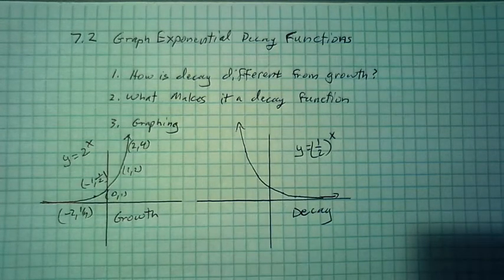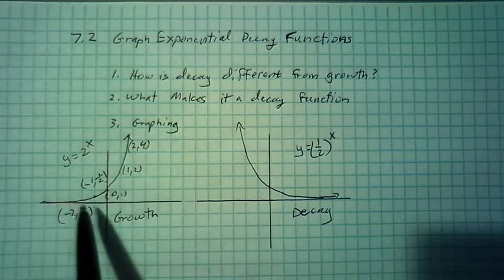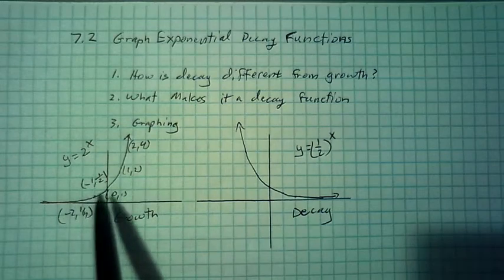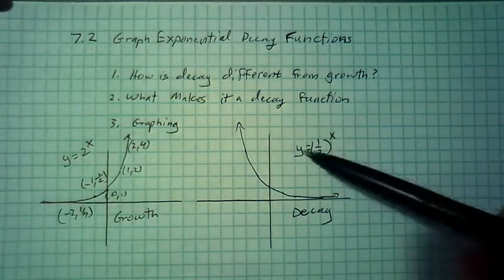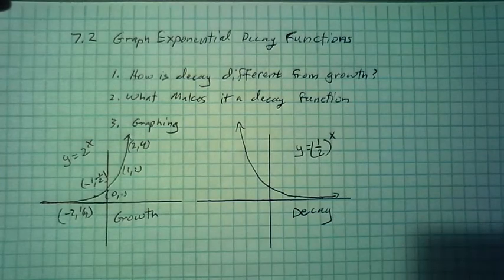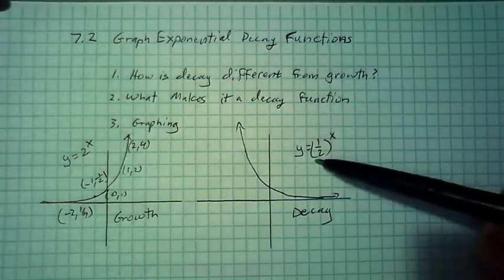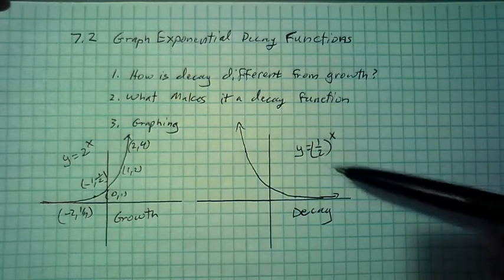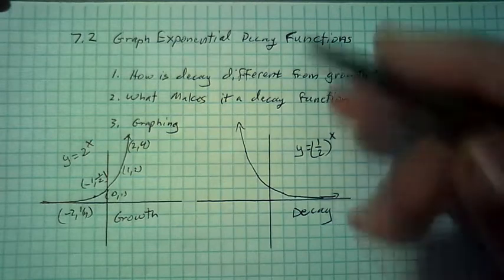In 8.7.1, we were graphing exponential growth functions. They look like this. Y equals 2 to the x is a good example. You can see as you move to the right, the graph is growing. For an exponential decay function, as you move to the right, the graph is shrinking. Now this is because every time x goes up by 1, you're multiplying by the base again. So exponential decay happens when your base is less than 1.